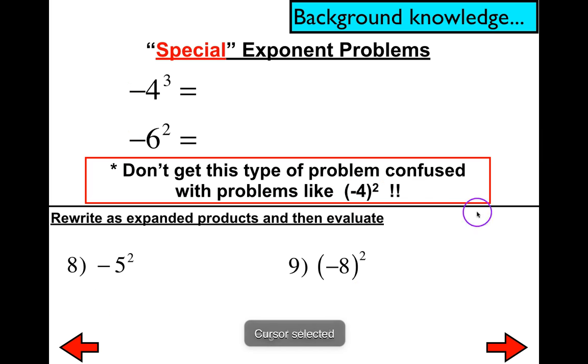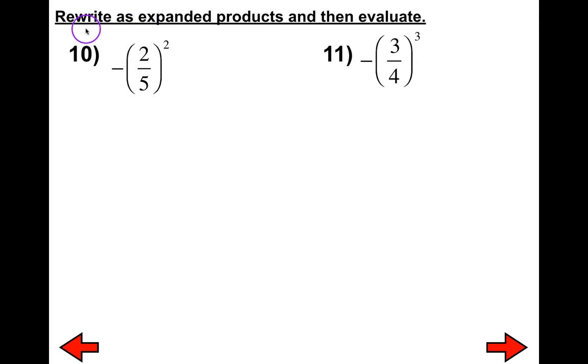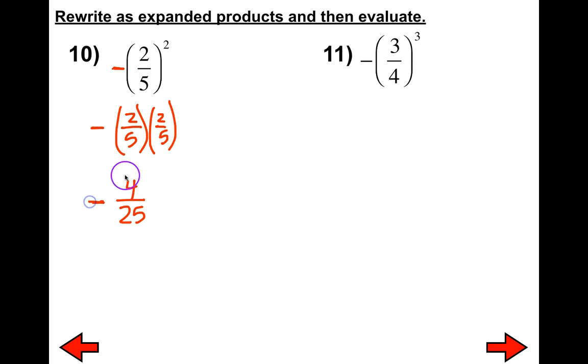Moving on. Here it says rewrite as an expanded product and then evaluate. So I'm going to do some examples with you. First, I recognize that my base is positive because the negative isn't on the inside, so I'm going to write 2/5 twice because of that squared. And now I need to bring down this negative, so that's my expanded product. But if I was asked to evaluate, I'm going to do 2 times 2 is 4, 5 times 5 is 25, but then you can't forget to bring down this negative, so that is my other answer.